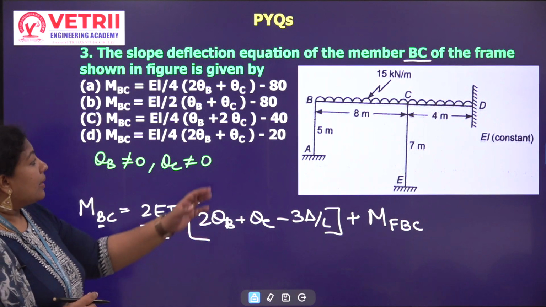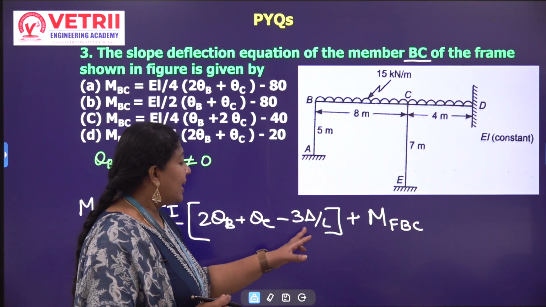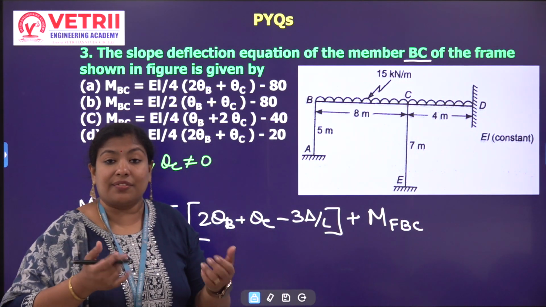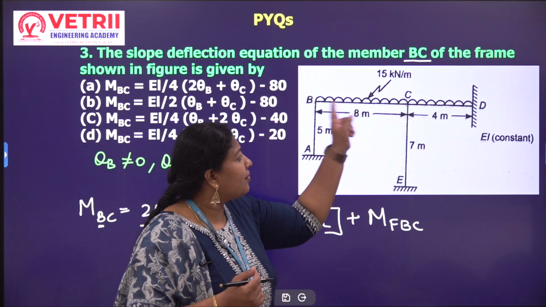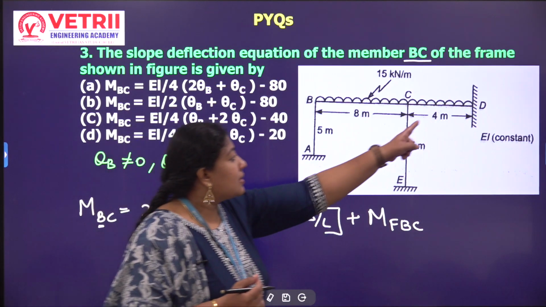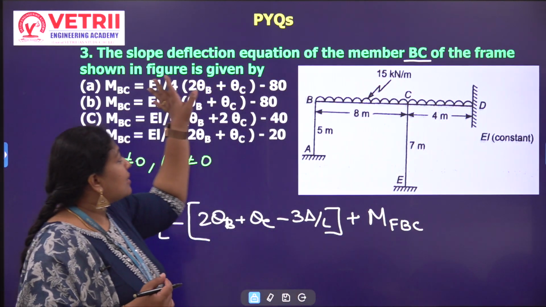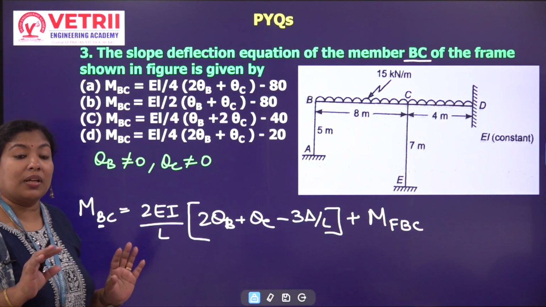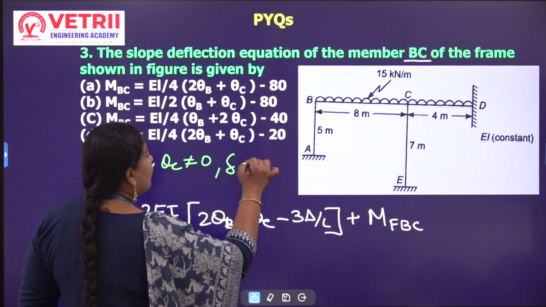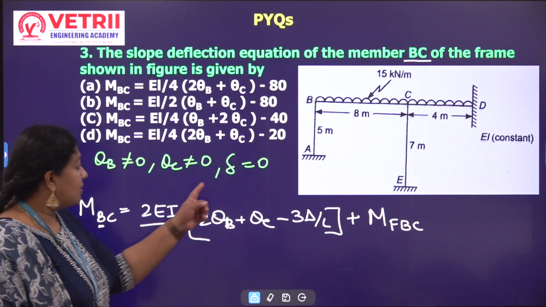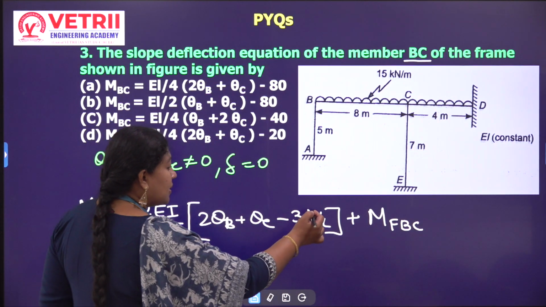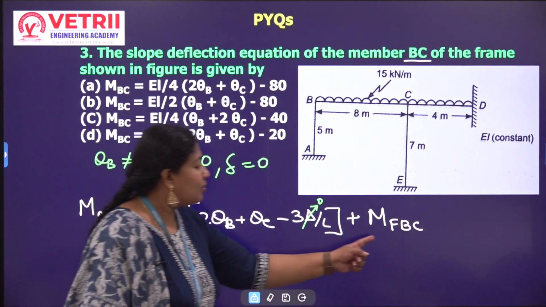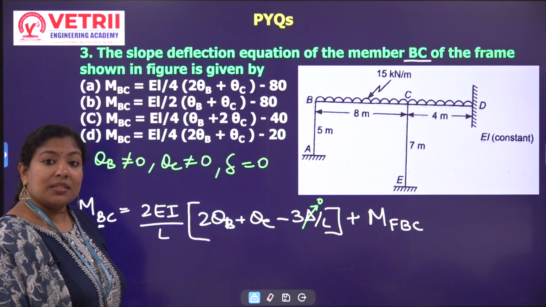Correct. Then what about delta? It is the level difference between B and C. Can you see any level difference between B and C here? Nothing is mentioned in the question, so there is no sinking of support. So directly you can write the delta value as 0. So I have to take delta as 0. What about the fixed end moments?